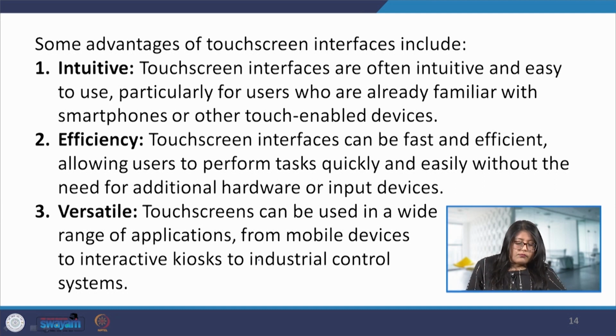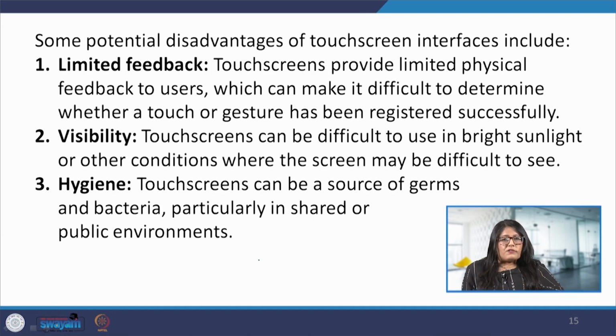Now, some advantages of the touch screen interface, it is that they are intuitive, so they are easy to use, and if somebody is already familiar with how the touch screen interface works, then for them it is very easy. Then they are efficient, so they are fast, they are quick. We can find the right name or the right application very quickly as opposed to other older methods. Also versatile because we can use them in many different areas for mobile devices, in industrial applications, hospitals, in a lot of areas they have application. At the same time, they also have some limitations.